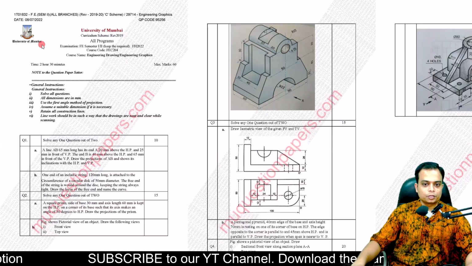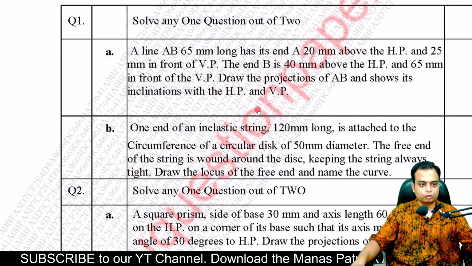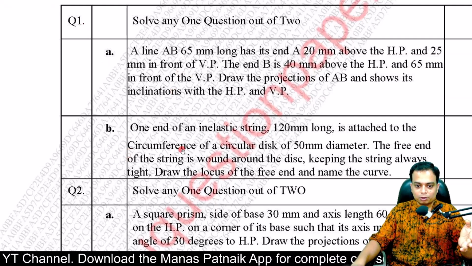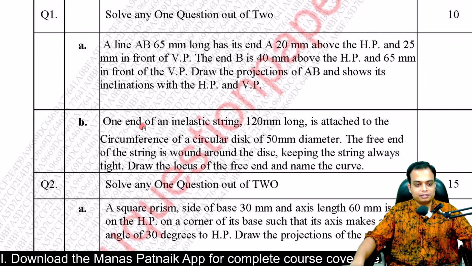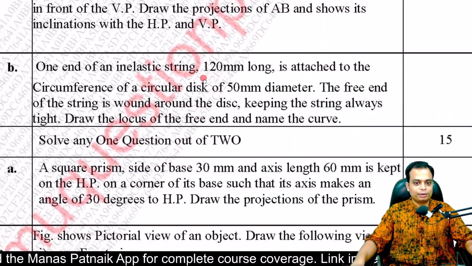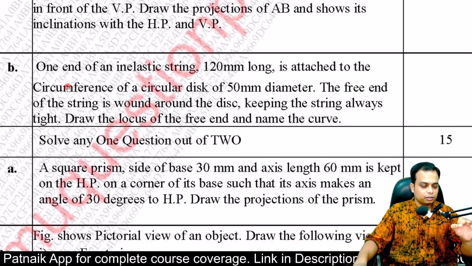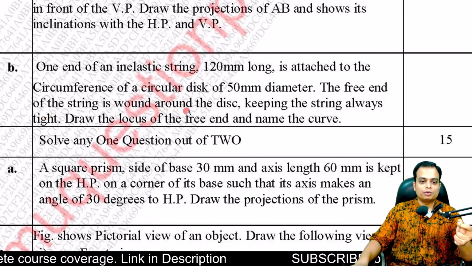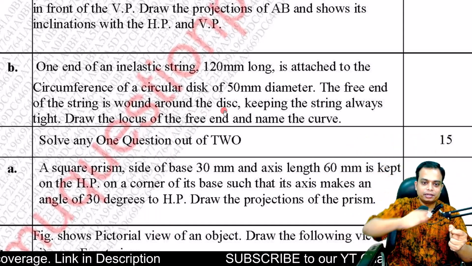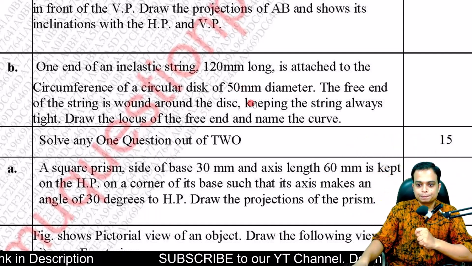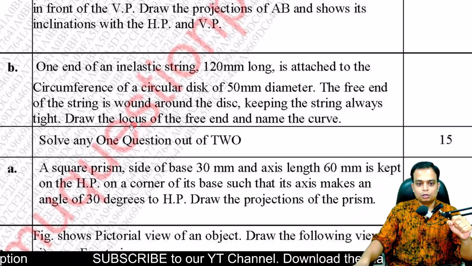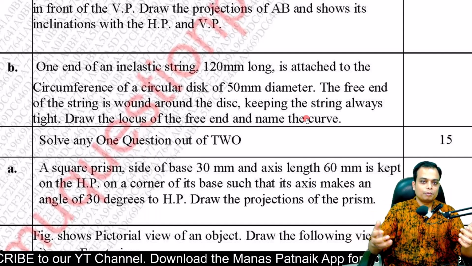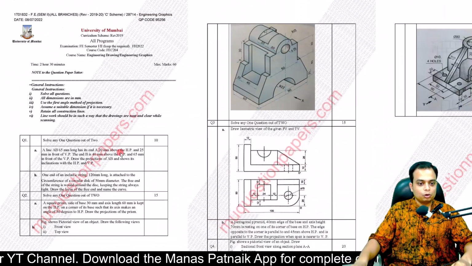Question number 2, University of Mumbai. Here we go. So there happens to be a choice: 1A, either you can go with this problem on projection of line, or 1B. Now the easier option is projection of lines, obviously. Let me read this. One end of an inelastic string 120 mm long is attached to the circumference of a circular disc of 50 mm diameter. The free end of the string is wound around the disc, keeping the string always tight. Draw the locus of the free end and name the curve. This is a simple problem, but it is time consuming. Given the choice, I'll go for the projection of lines problem.